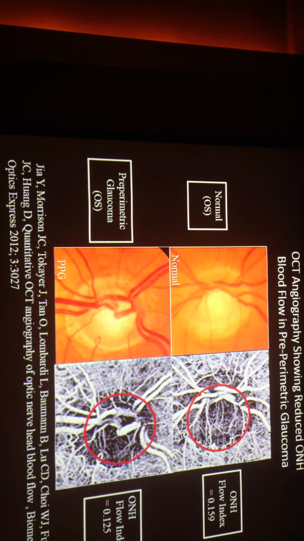The problem with this is that when you have a flow index inside the disc, you have a flow index of the very thin vessels and the big vessels. And as you know, big vessels are very different from one patient to another and from one eye to another eye. So we do not really have a standardized observation of something that we can correlate with other alterations.